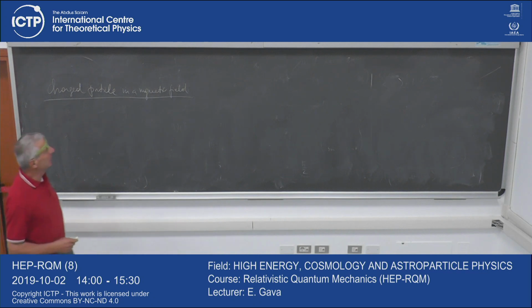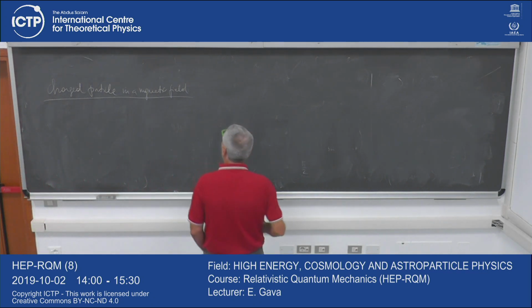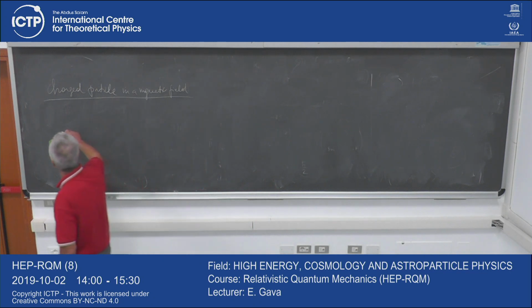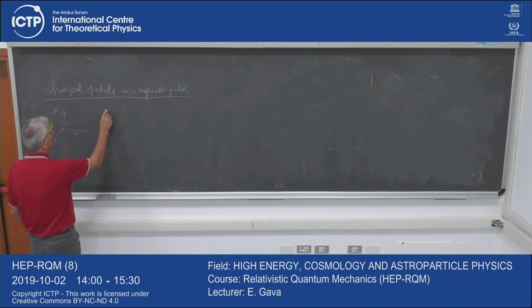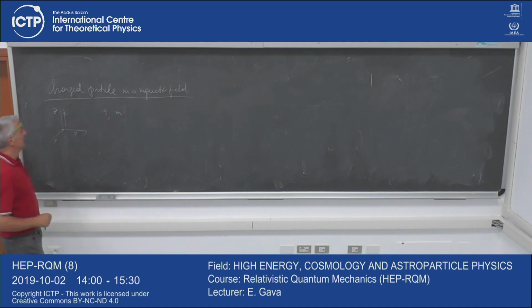So we have a particle in a constant magnetic field. For simplicity, you can imagine it to be along the Z axis. So we have a charged particle, charge Q and mass M, say, in this magnetic field. First of all, there is a classical story and a quantum story. What is the classical story? Remember, what is the motion of this?